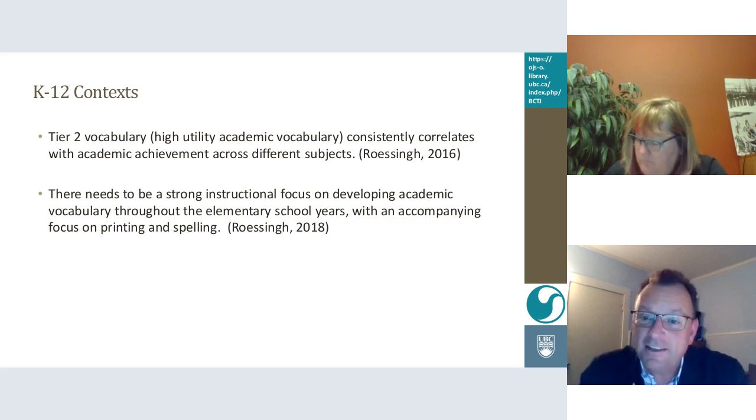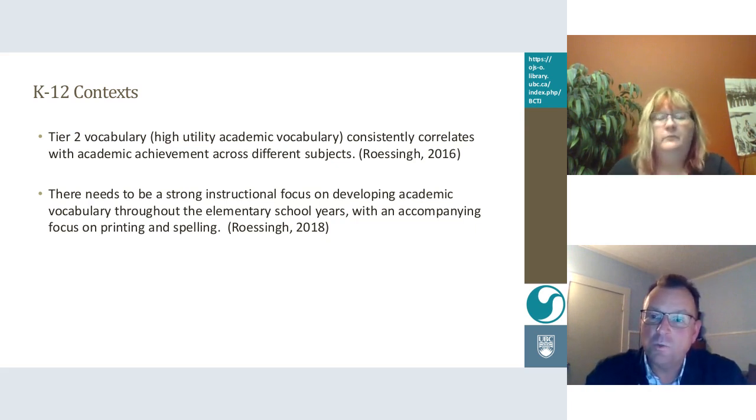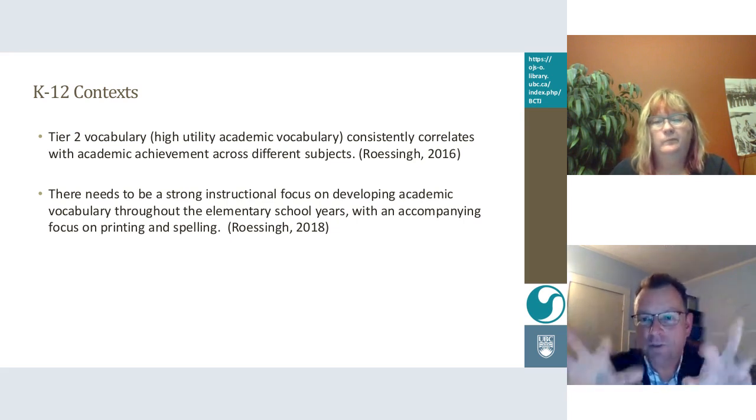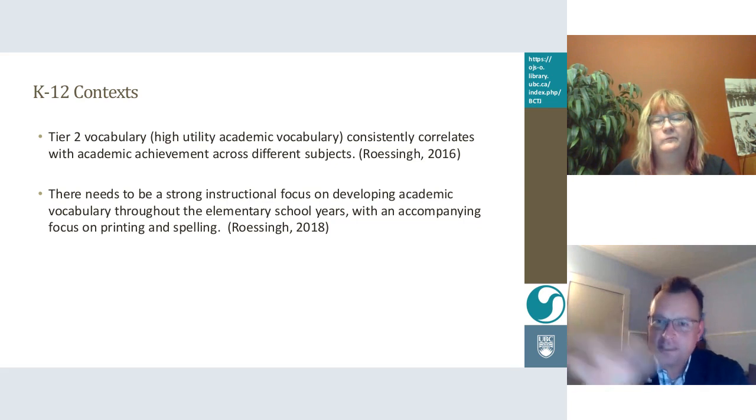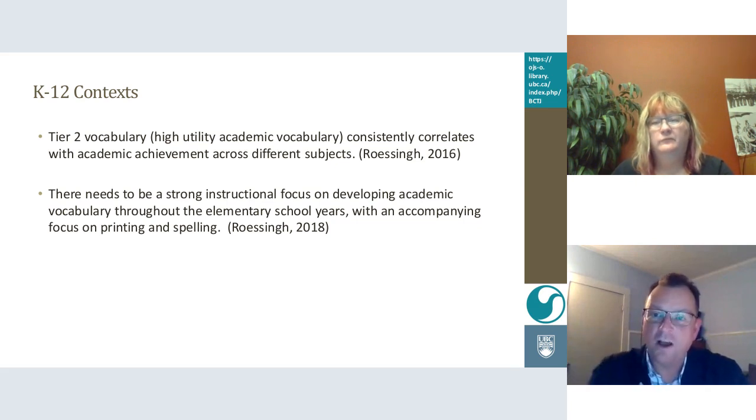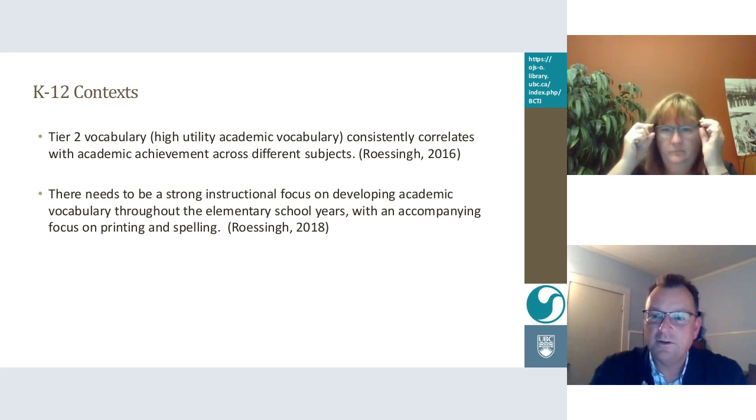Finally, another interesting thing an author found in the journal was that printing and spelling are important. There's a tendency now to do a lot of keyboarding with students, but it seems that the kinesthetic knowledge we get in our hands when we're writing is directly connected to vocabulary learning. So it's beneficial, alongside keyboarding skills, to keep teaching printing and longhand writing. So interesting.